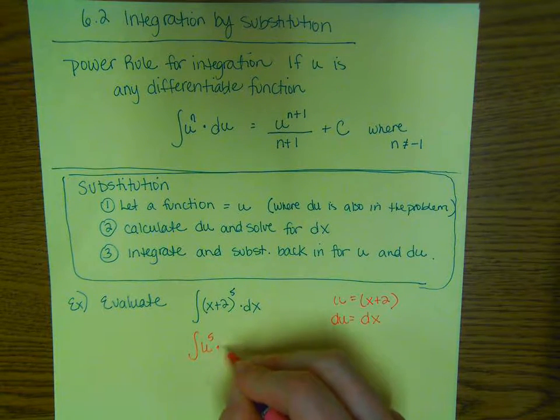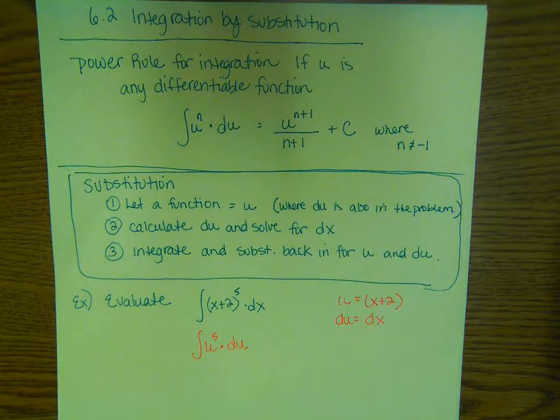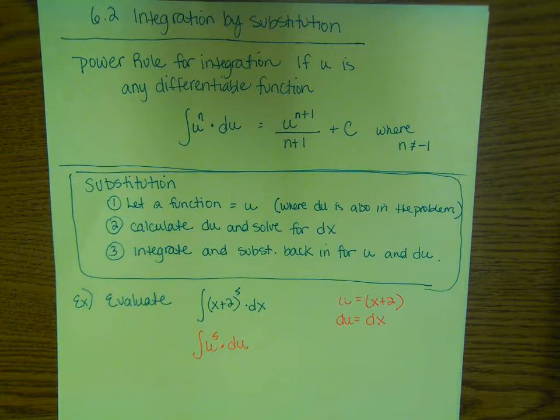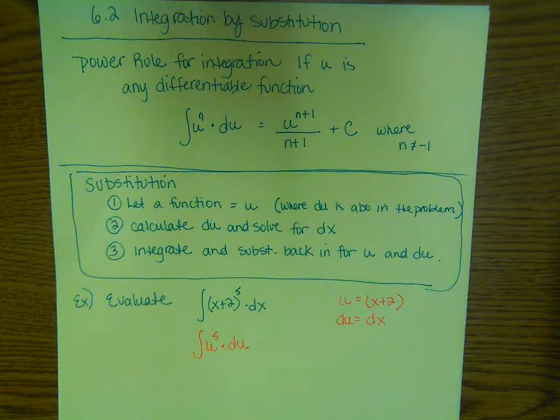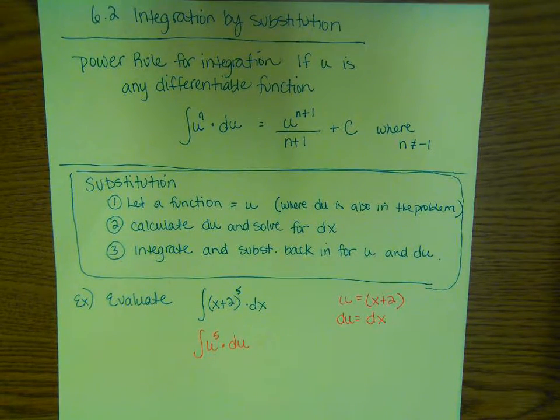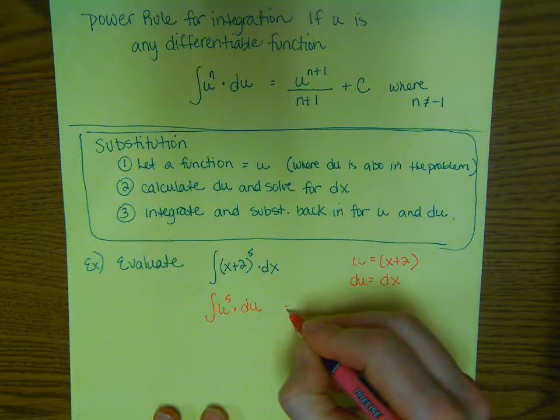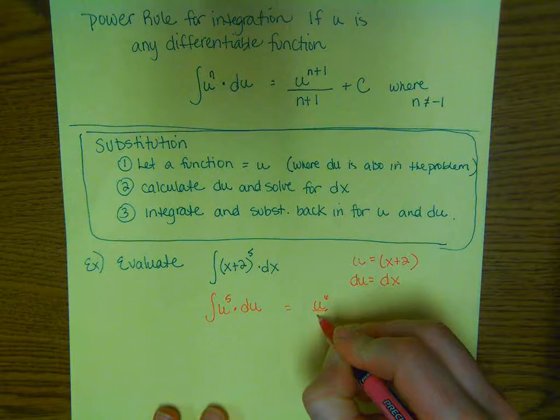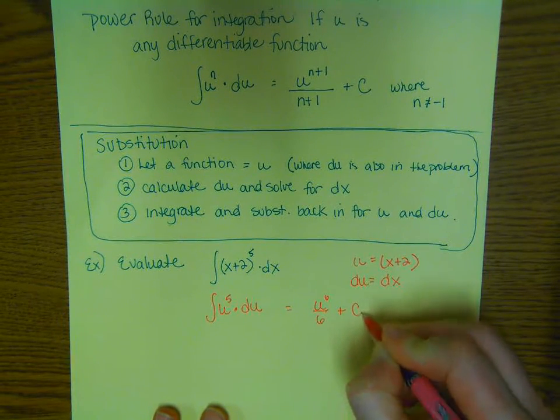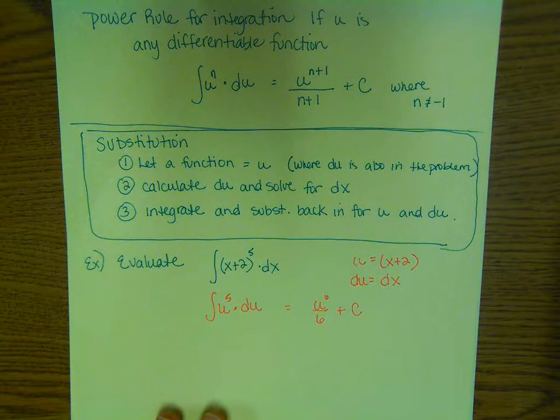And now we're going to integrate that expression, which is way easier. What's the integral of u to the 5th du? U to the 6th divided by 6 plus c. But we have to go back to the original expression.